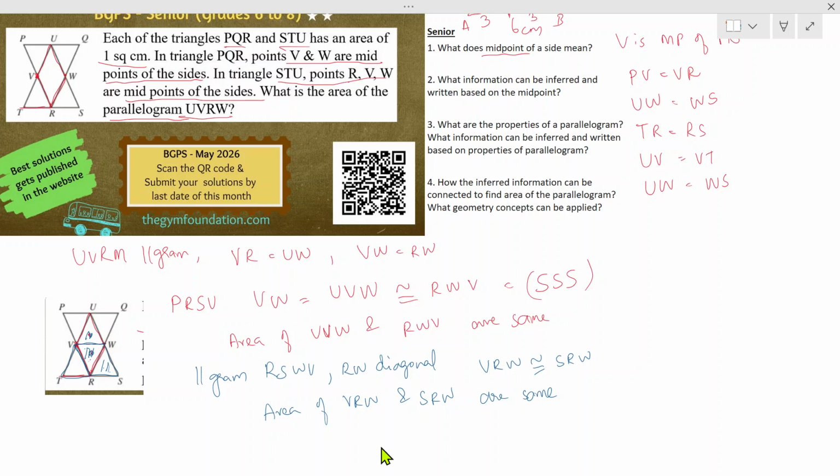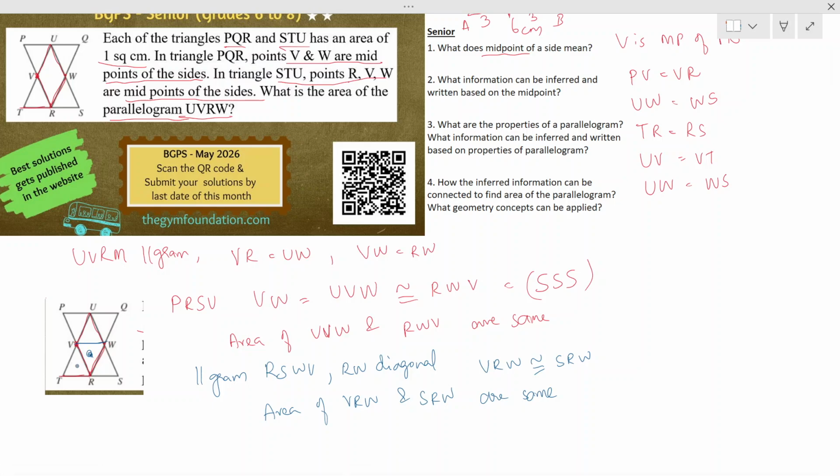I'm going to erase these blue ones now, so that the other congruent triangles can be seen here. The TRWV, that is a parallelogram, and in that parallelogram we have VR as the diagonal, right? So VR is the diagonal of this parallelogram.